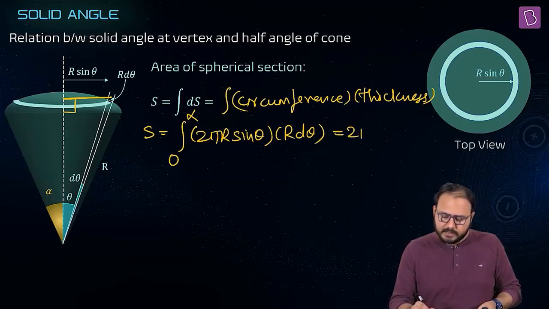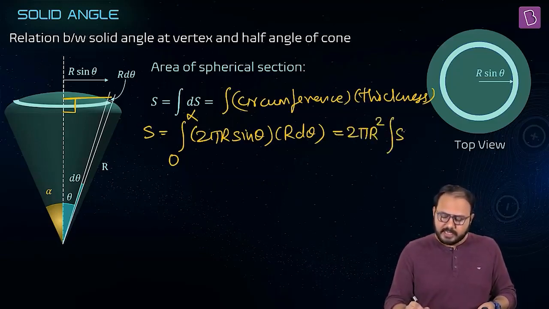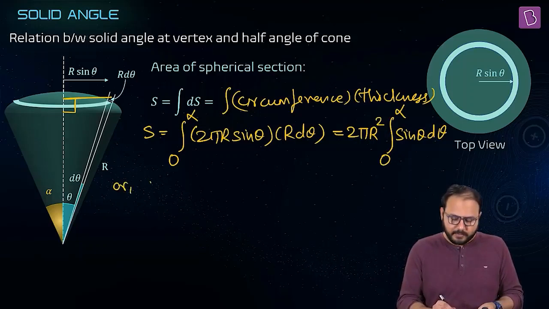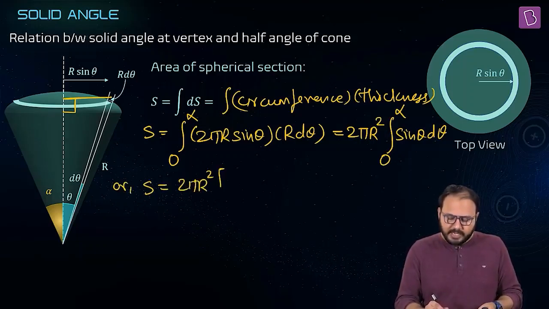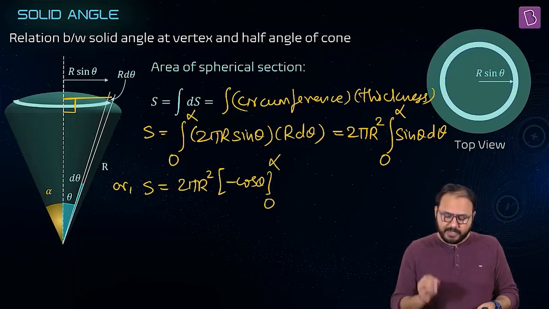What happens? Sir, 2 pi R square comes out. Very good. What's inside? Sir, inside is integral sine theta d theta, limits 0 to alpha. Very good. So 2 pi R square remains as it is. Integration of sine theta d theta with respect to theta is minus cos theta, from 0 to alpha. Correct.